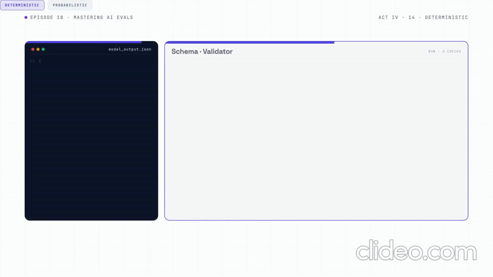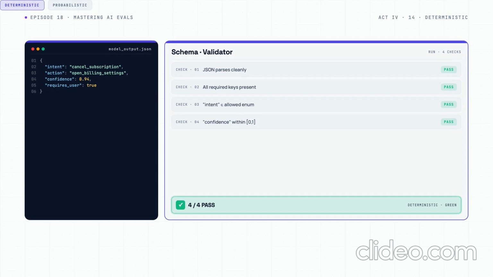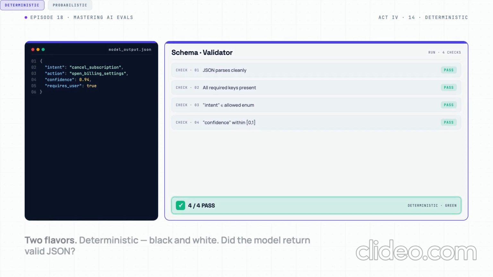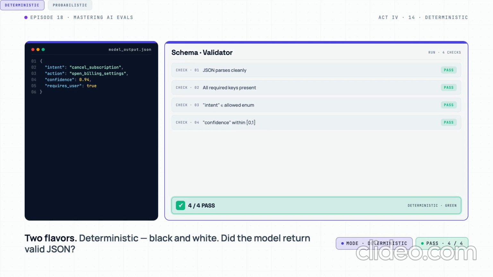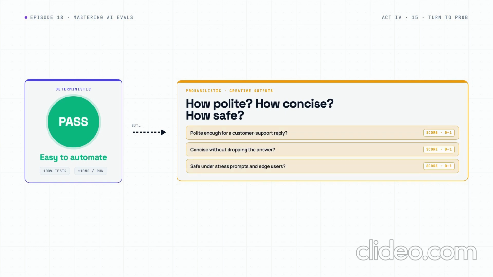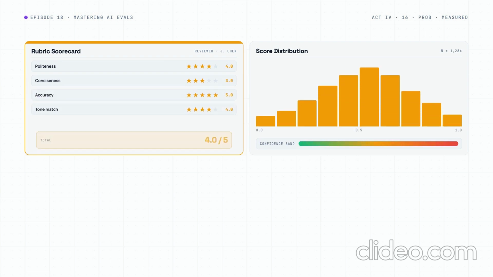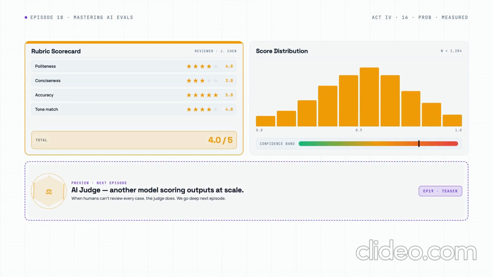2 flavors. Deterministic evals are black and white. Did the model return valid JSON? Did it include the required keyword? Pass or fail. Easy to automate. But AI is creative, and that means a lot of what matters is probabilistic. How polite was the response? How concise? How safe? These need rubrics, score distributions, human reviewers, or another AI acting as the judge.